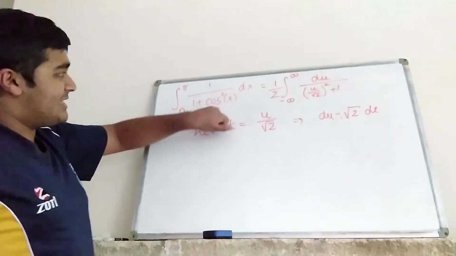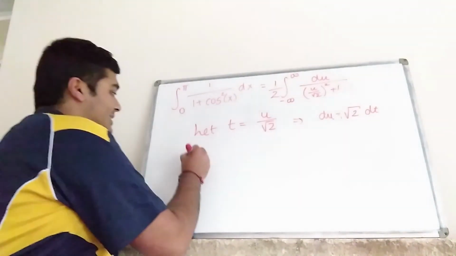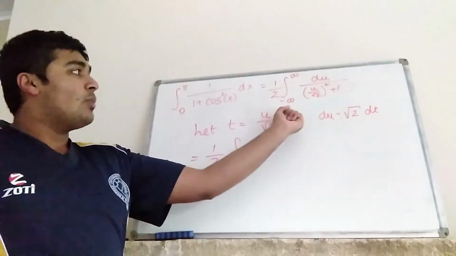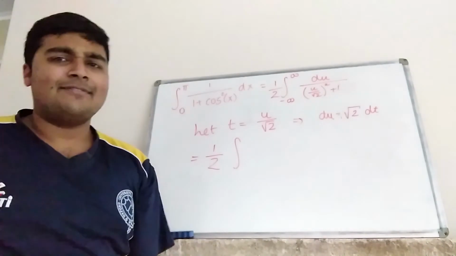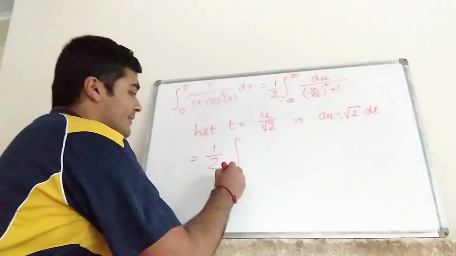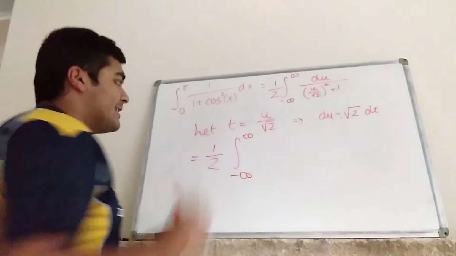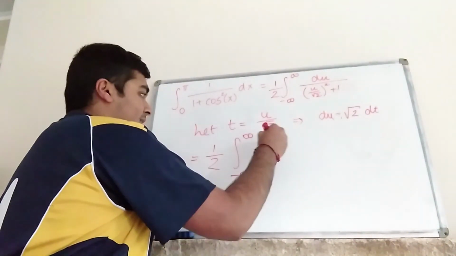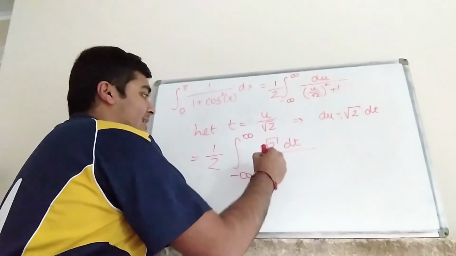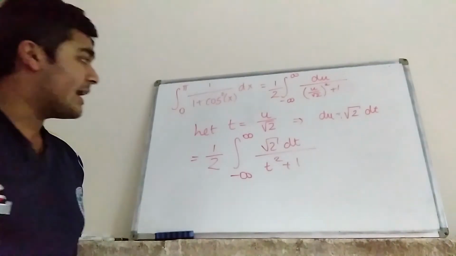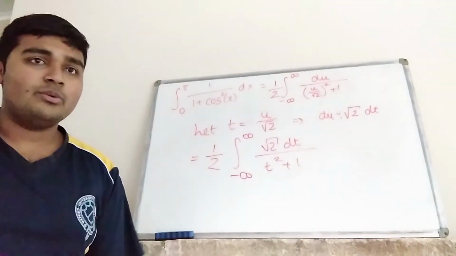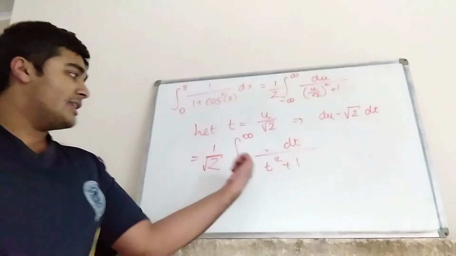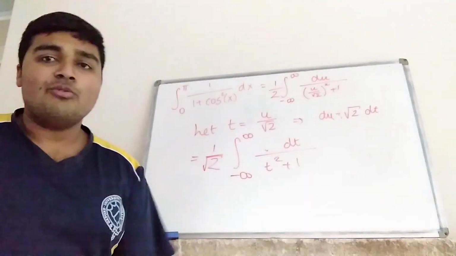Okay, now we've got this integral here. Let's use our substitution. So this integral is equal to the half, which is out front, times the integral from negative infinity to infinity. When u is negative infinity, t is negative infinity over root 2, which is still negative infinity. And the same for the top limit, it's infinity over root 2, which is still infinity. Then du is root 2 dt, and our denominator is t squared plus 1. Okay, we can bring the root 2 out, so we've got root 2 over 2 out the front, which is of course just 1 over root 2. And we've got the integral from negative infinity to infinity of dt over t squared plus 1.